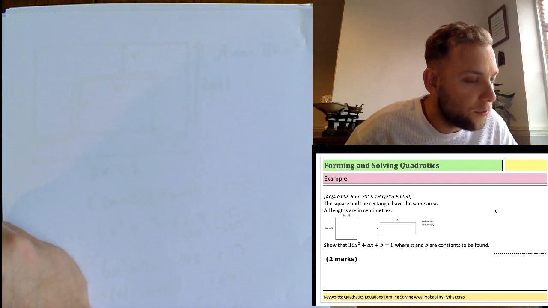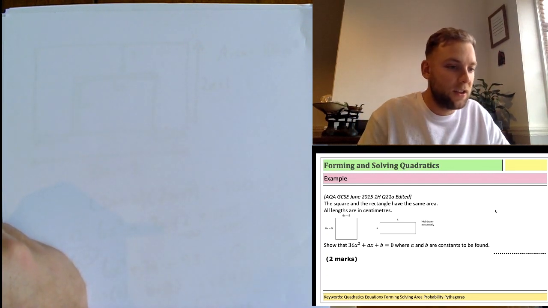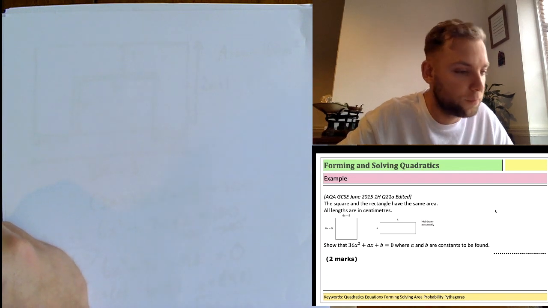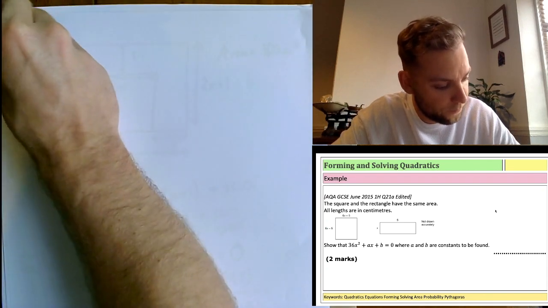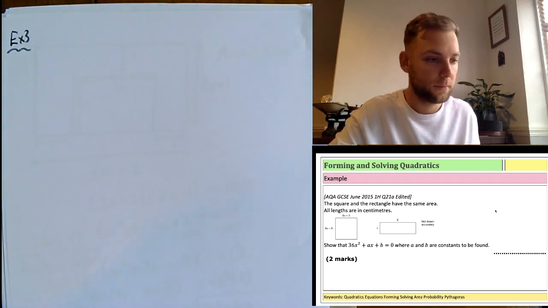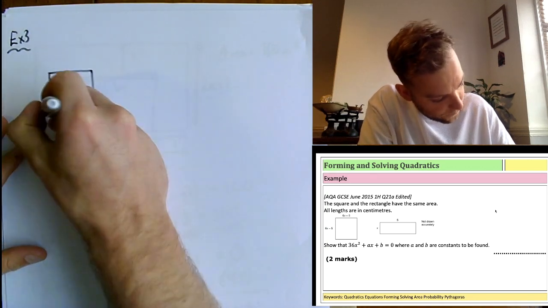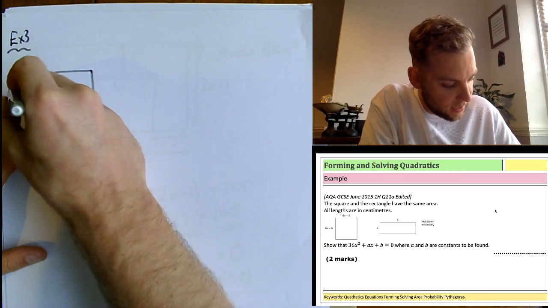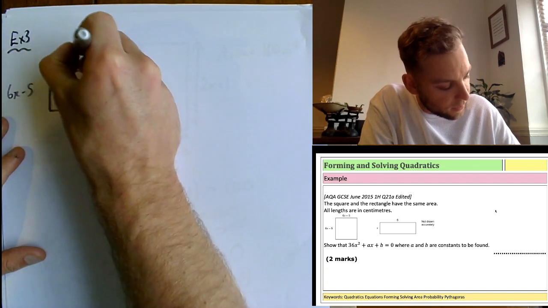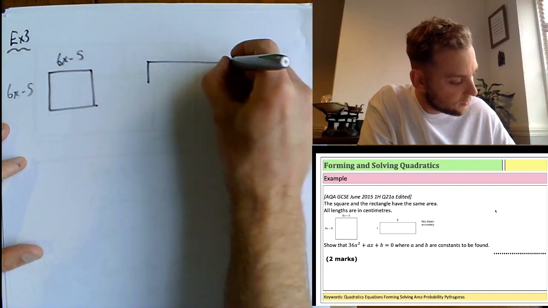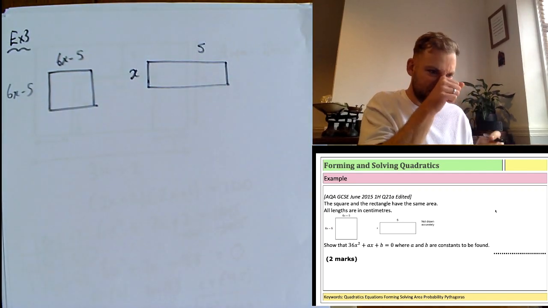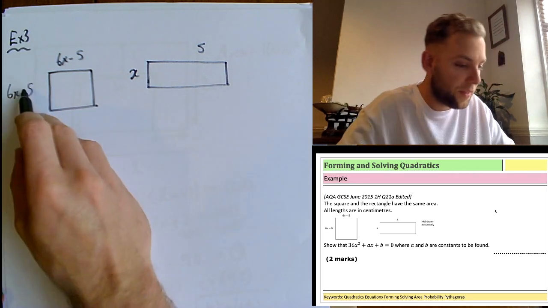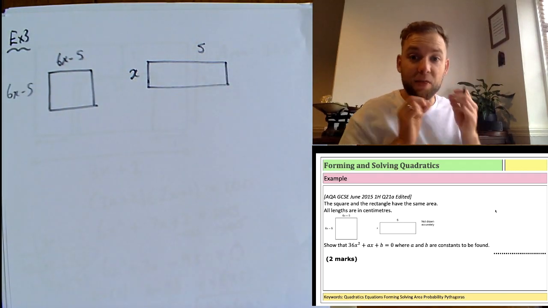Okay, so here we've got a square and a rectangle that have the same area. Show that 36x squared plus ax plus b is equal to 0. So we've got, what example is this now? Example 3. So we've got a square, which is 6x minus 5, 6x minus 5. And we've got a rectangle, which is going to be x and 5. And we know that it's saying that these areas are the same. So I know that that times that is equal to that times that. And that's my starting point.